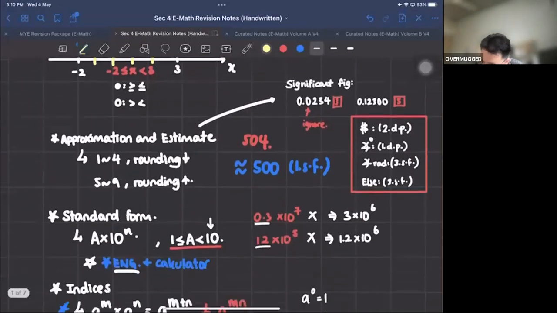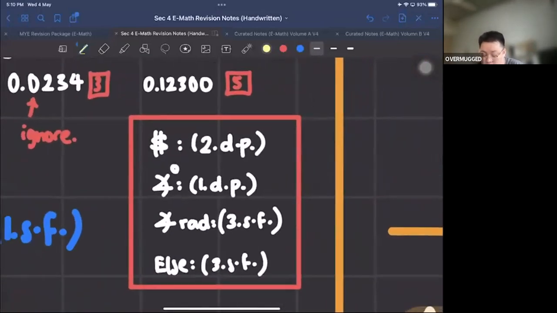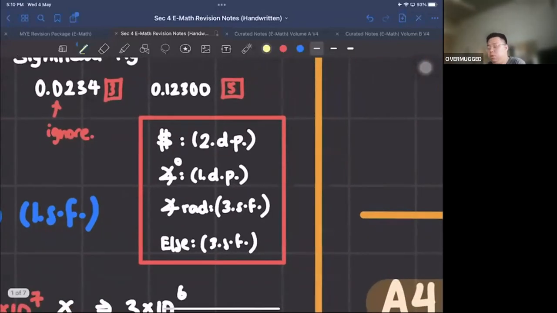Okay. Now, approximation and estimation. So this is something that everyone already knows. So when you are rounding down is when your number is between 1 to 4. Rounding up is when your numbers are from 5 to 9. Now let's talk about this. This is very important. This is actually written on your exam cover page, if you didn't know.